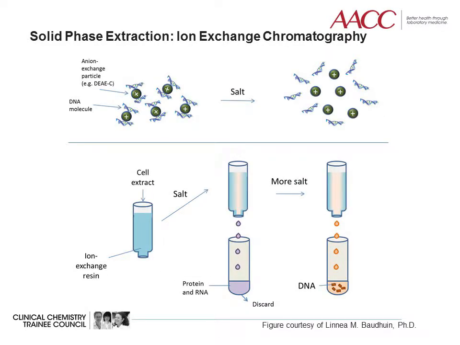In ion exchange chromatography, nucleic acid molecules can bind to surfaces with charged groups. In the top panel of the figure, you can see that a common anion exchange resin is DEAE-C, diethylaminoethyl cellulose, which the negatively charged nucleic acid will bind to. Addition of salt buffer initially allows for unbound substances to be washed away. The lower panel of the figure shows that increasing the concentration of the salt in the solution eventually enables the nucleic acid to be released as salt ions exchange with the nucleic acid for binding to the resin.